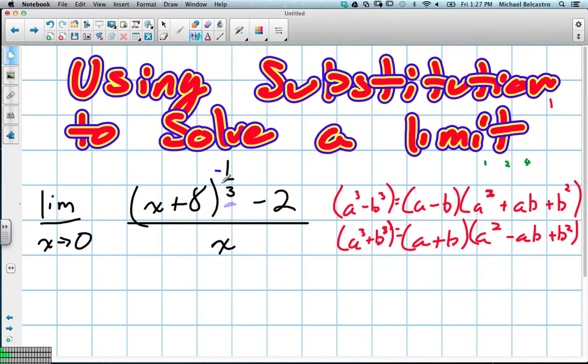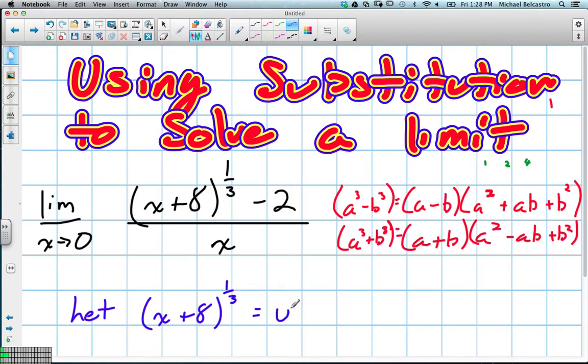Okay. But what we're going to do here is actually use some substitution on top. It really looks like we can't do any simplifying, but what we're going to try to do is equate some values to make this a simpler question to look at. So in this question, I'm going to let x plus 8 to the power of a third equal the value of u.